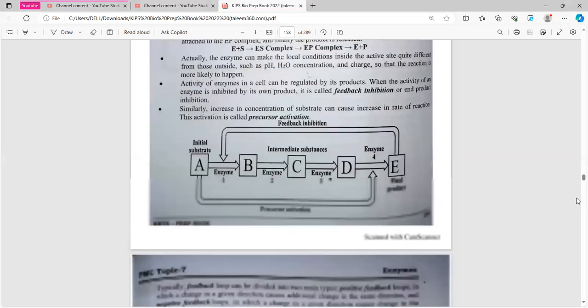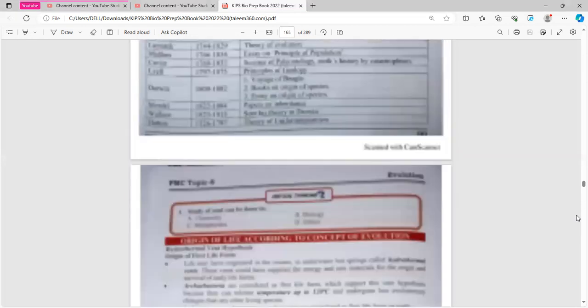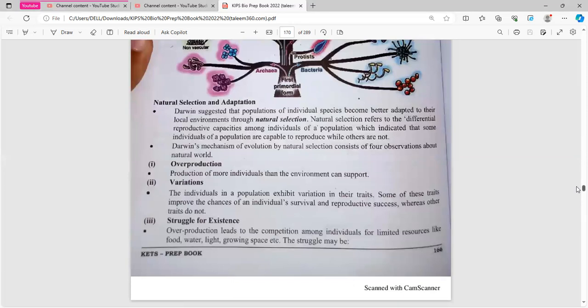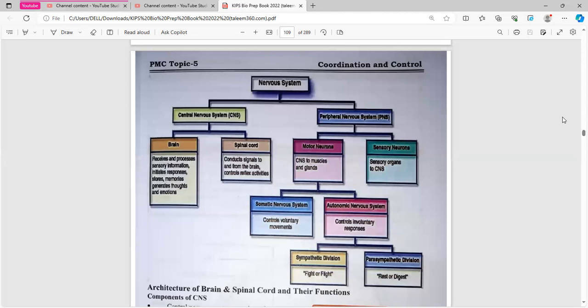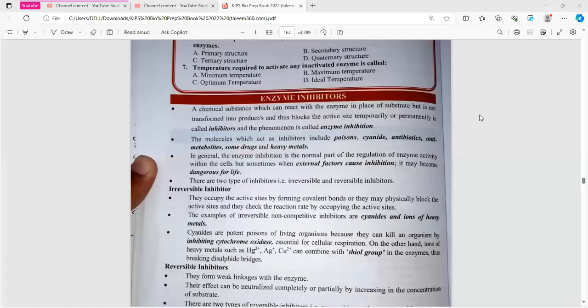Now comes the second part of enzymes, which we did not study previously. That is the inhibition of enzymes. There are two types of inhibition: competitive inhibition and non-competitive inhibition. These can be further classified into two major categories: reversible inhibition and irreversible inhibition.